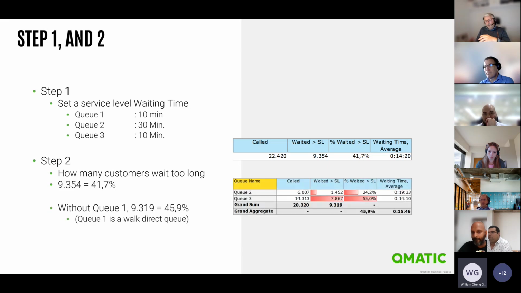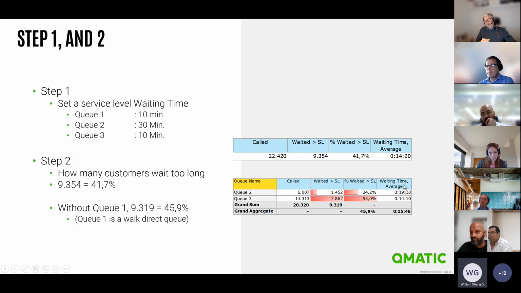You could, of course, split this up in queues. And by the way, I skipped Q1 here because I found out when I started to look into this that Q1 is actually not used as a real queuing queue, as you call it. It's only used for counting people by a receptionist. So further here, we only look at queue number 2 and queue number 3. But still, if I look at those 2 queues, which are real queuing queues, 45.9% waited too long, which is a very high number. And for Q3 it's much higher, 55%, but that probably has to do with the much lower service level. So this is how I read those statistics.